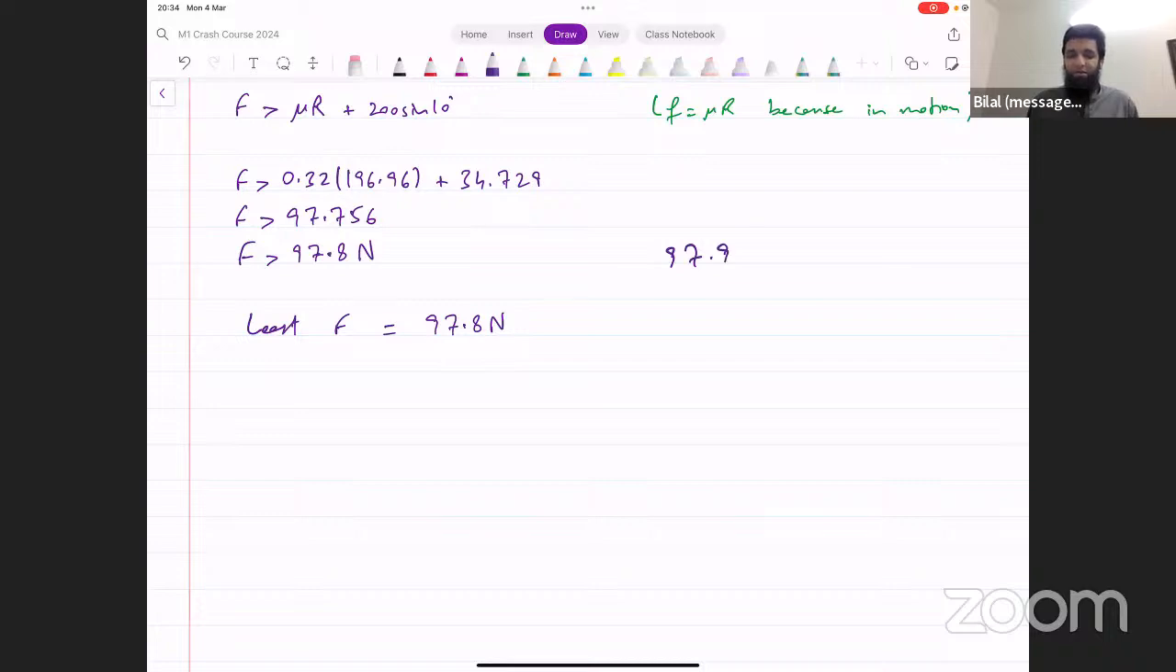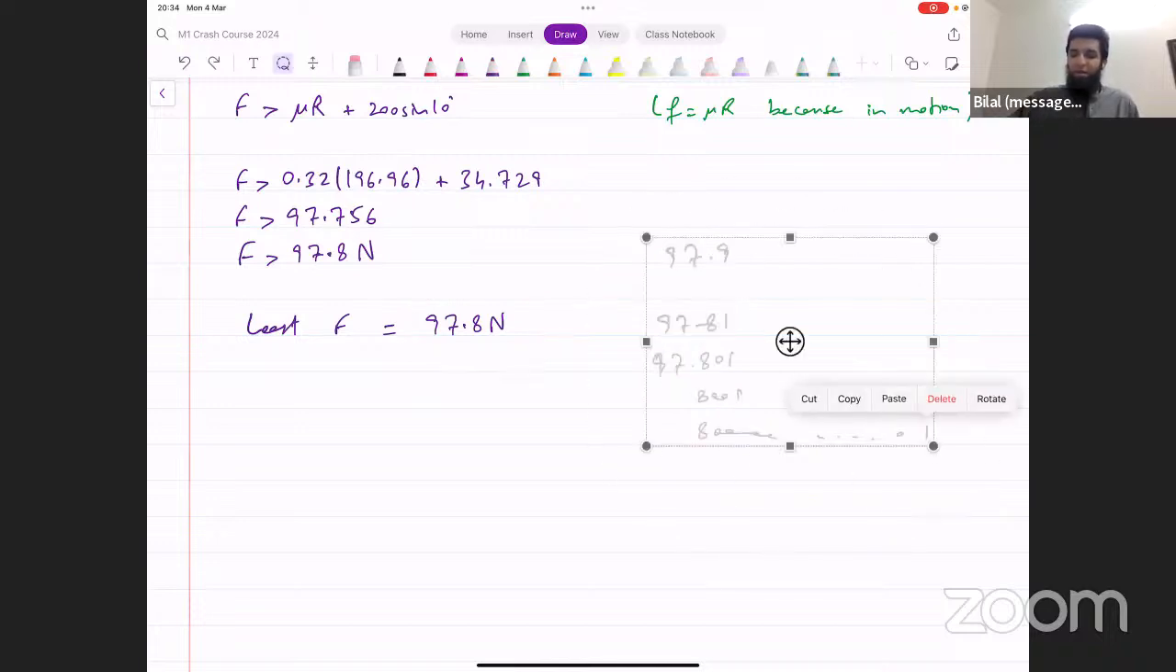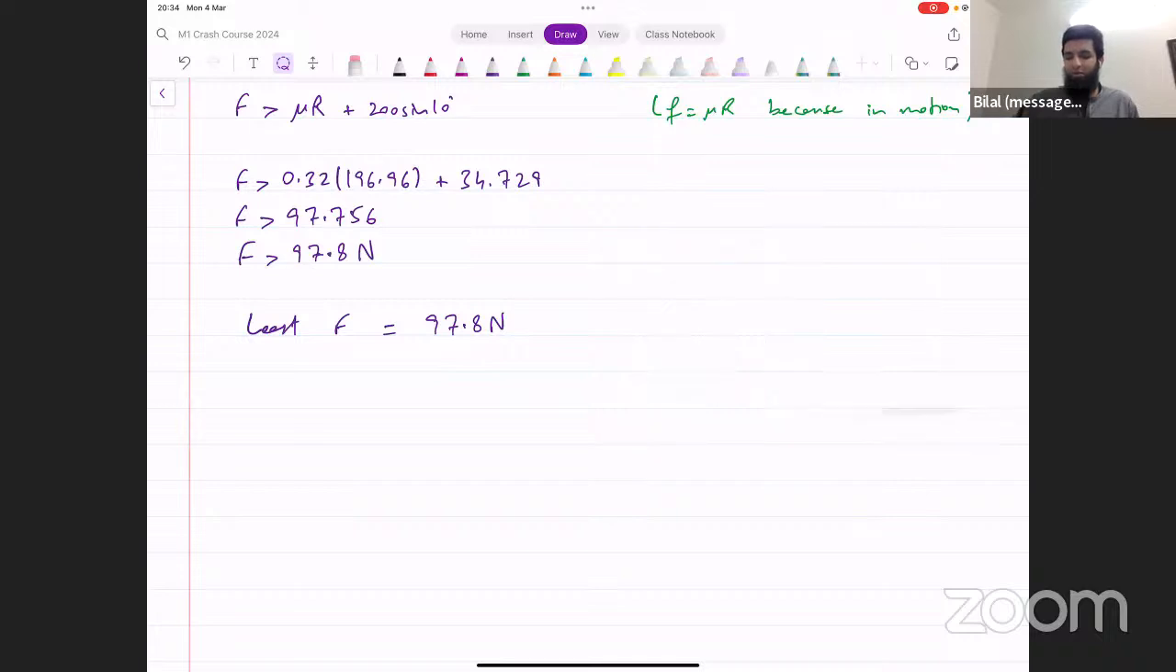That would not make sense, because greater than 97.8, you also have 97.81. You also have 97.801. What about 97.8001? Then what about 97.80000, infinitely many zeros and then 1? So you just want the force F to be slightly greater. When you round that off, that is still 97.8, so you'll just write that same value here. The least force required is 97.8.